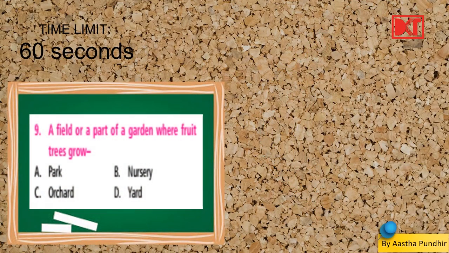Okay, next, a field or a part of garden where fruit trees grow. The options are park, nursery, orchard or yard. A field or the part of garden where the fruit trees grow is referred to as the orchard.